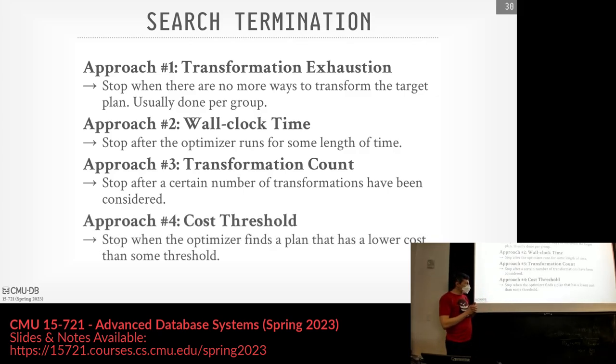And the last one is a cost threshold. It basically says, if I have a query plan that's better than some threshold I set before, stop. It could be, here's the best plan I see initially, and if I find one that's 10% better, then I'll stop. It could be based on the cost estimates you're getting back from the system itself.